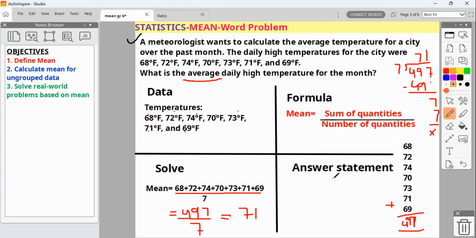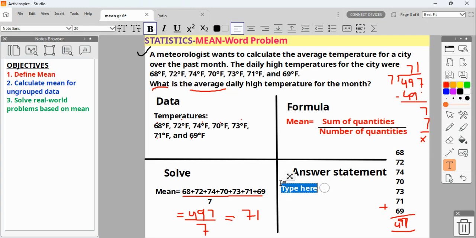Next, the last part is left. We have to write the answer statement. So as per our given word problem, what can be the answer statement? The question given here is, what is the average daily high temperature for the month? So we will write our answer statement as: the average daily temperature for the month is 71 degrees Fahrenheit. So this is our answer.